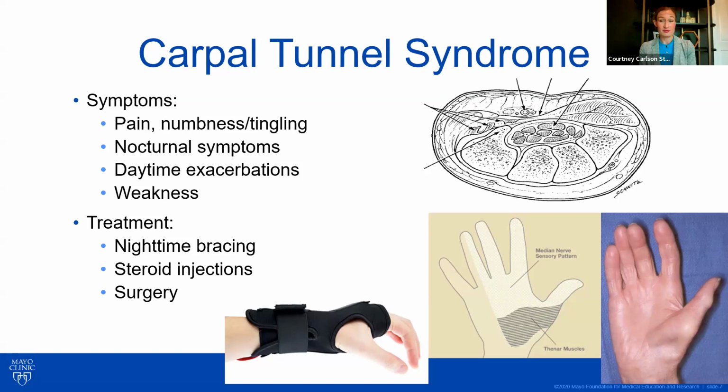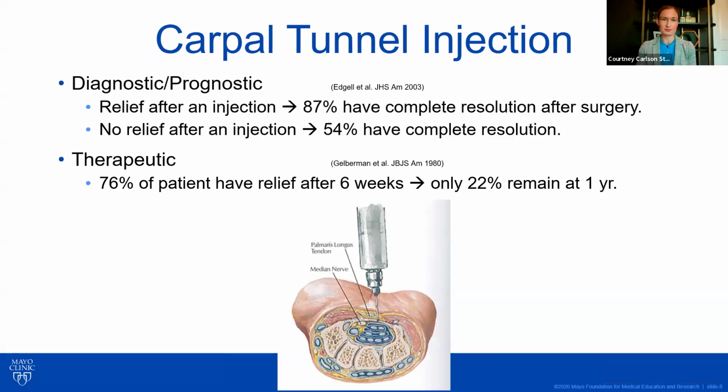pain. In severe symptoms, patients can start to have weakness, and in general, the treatment for mild to moderate carpal tunnel syndrome is starting with nighttime bracing, but you can also consider doing steroid injections for these patients. Carpal tunnel injections can have a couple different benefits. The first benefit is also it can be a diagnostic tool in addition to a therapeutic tool.